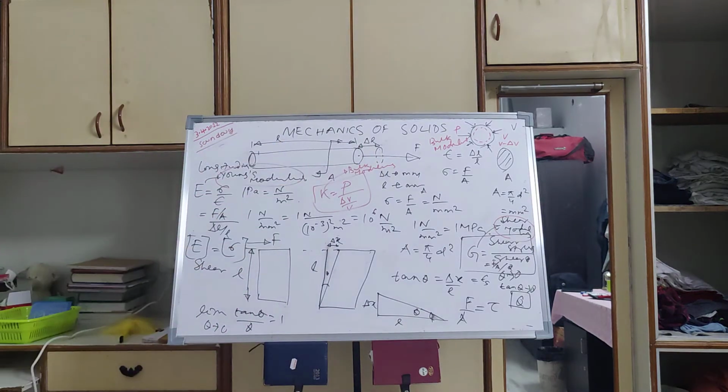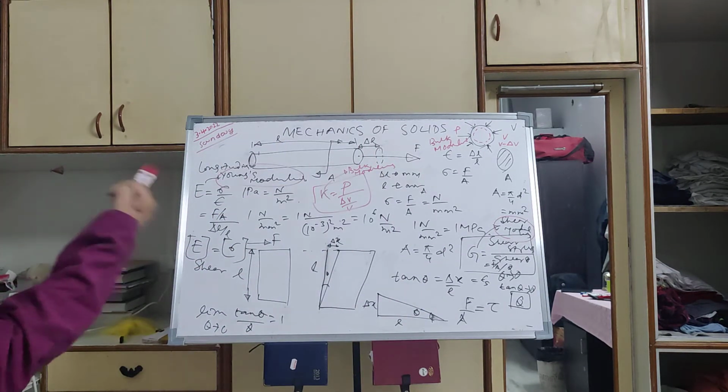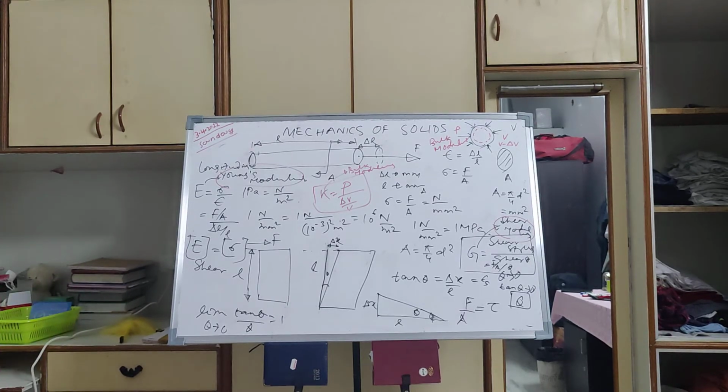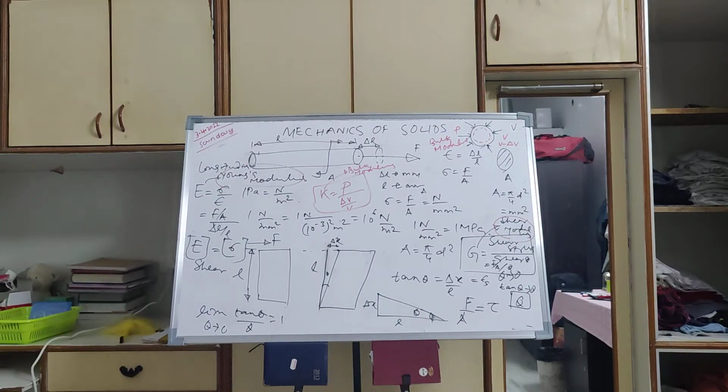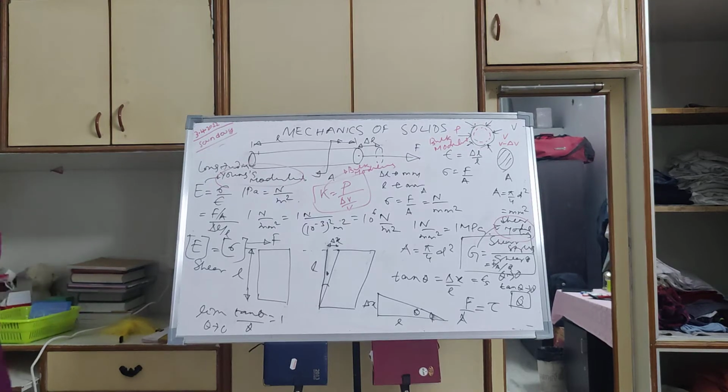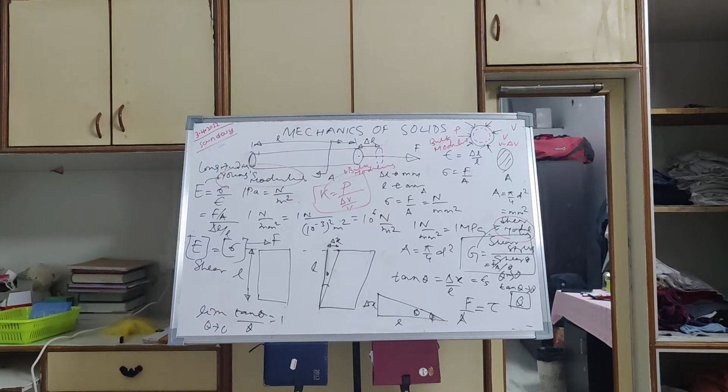So we know there are three types of modulus. One is longitudinal, because of longitudinal action, whatever is happening, that is Young's modulus. These are all in the name of Young, the name of a scientist. So one is Young's modulus, which is nothing but longitudinal stress by longitudinal strain.